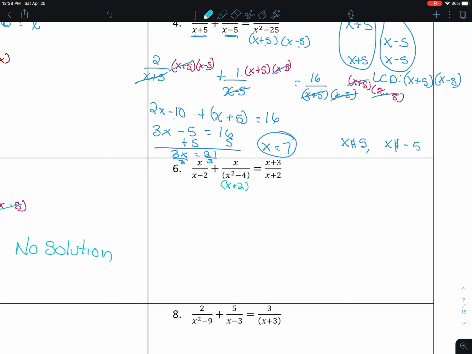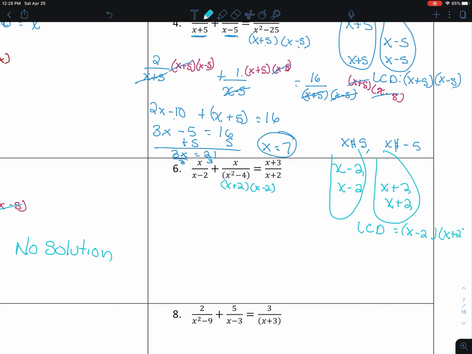Okay, I'm going to have to remember to factor. It's a difference of two squares, so I'm going to factor that. All right, what is my least common denominator? Well, my first denominator is x minus 2. This one is x minus 2, but it also has x plus 2. And the last one is x plus 2, so we go under that column. And then we multiply the columns together.